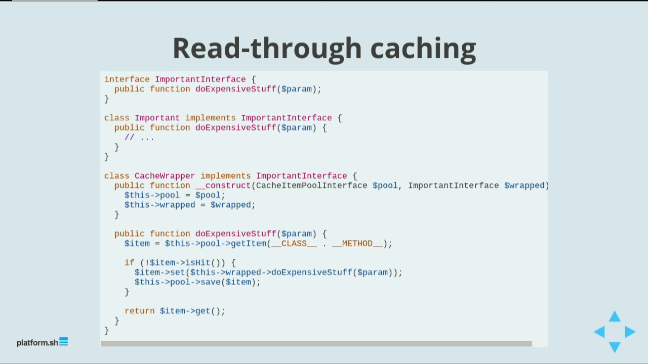Whatever this expensive stuff is that gets done, we have a wrapper for it that does basically what we just saw. Get an item with some magic name. If it's not already there, do the expensive stuff, cache it, and then return it. Next request through, we just return that value. Which means the code that does the actual work doesn't need to know about caching, which makes it way easier to unit test. This is a good thing. I would recommend structuring your caching this way, whether you're using PSR6 or not, whenever possible.